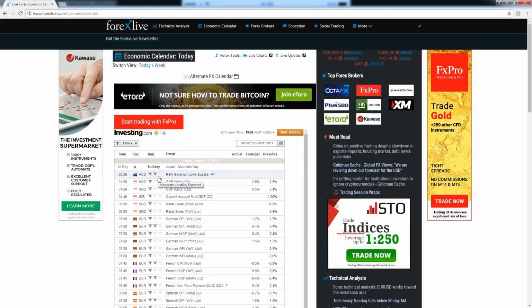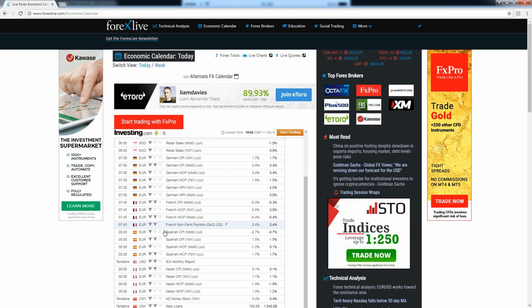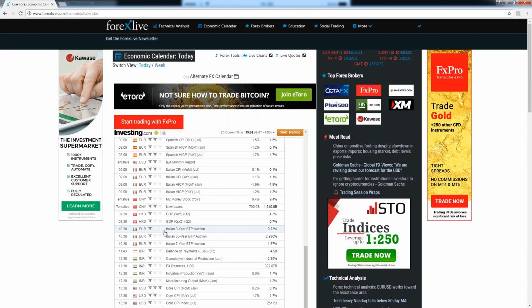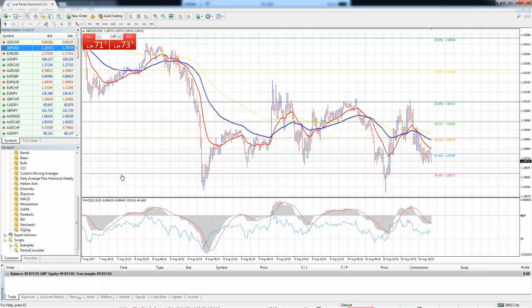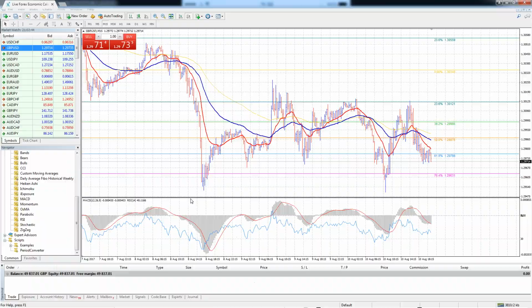Now, we want to look for three bulls here. We want three bulls to specify a high important data release, and we've got one tomorrow. Core CPI, right? Inflation. So 1:30 tomorrow, US, huge piece of data. Core CPI. Okay, and click on it, it tells you more information about it.